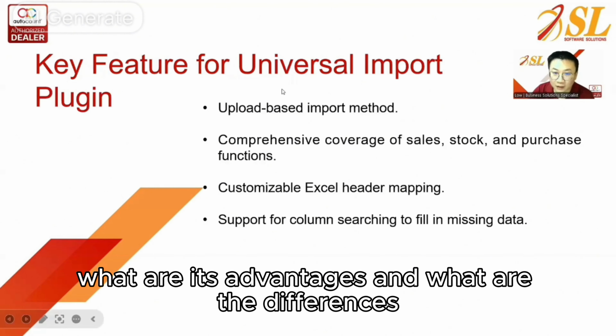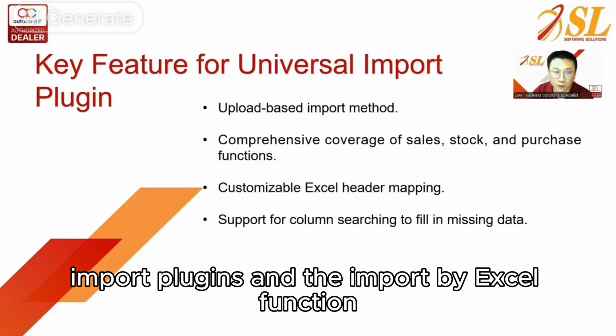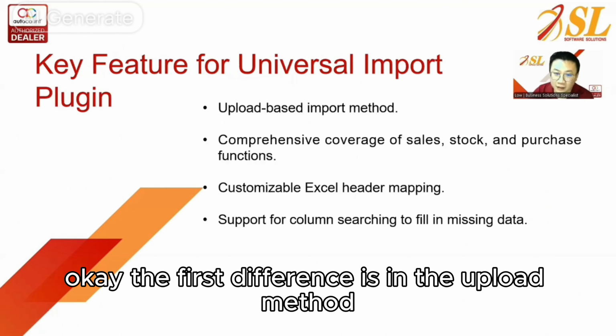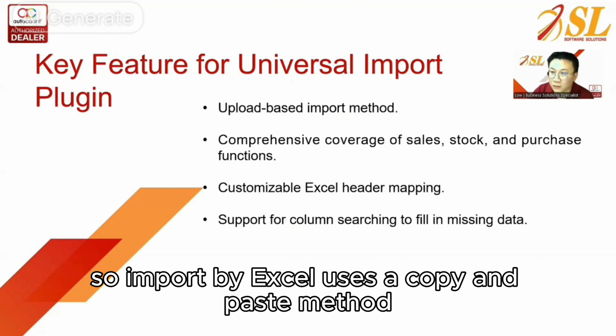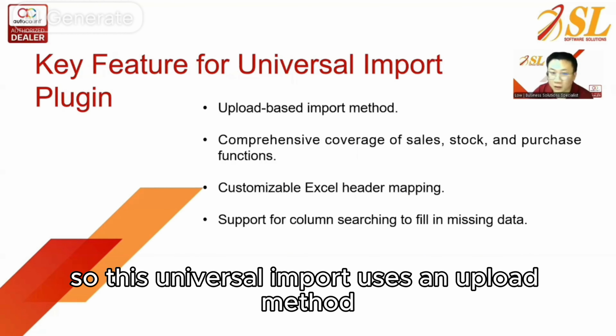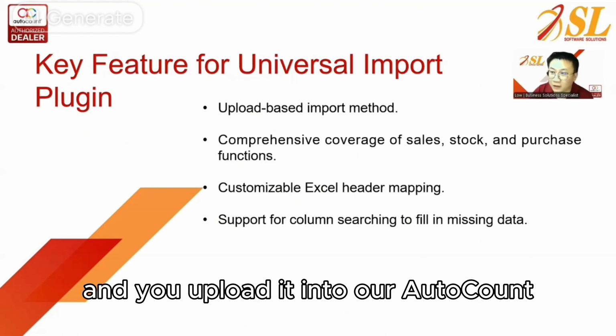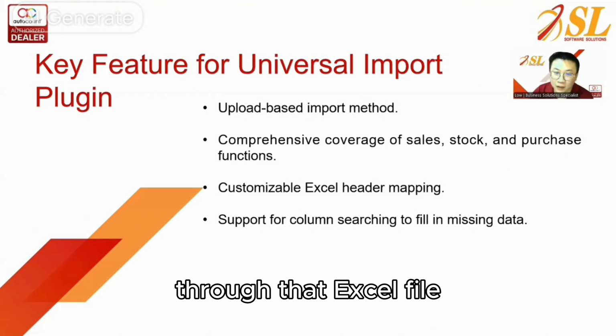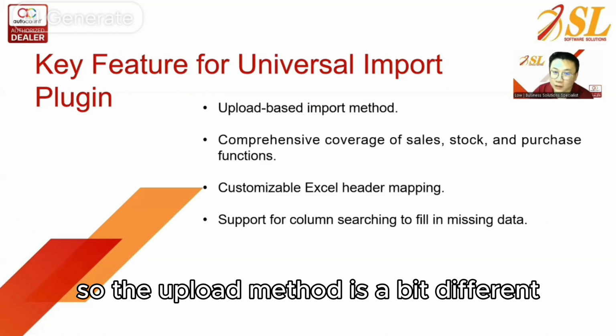What are its advantages and what are the differences between these two, the universal import plugin and the import by Excel function? Okay, the first difference is in the upload method. Import by Excel uses a copy and paste method. You copy and paste the Excel into our AutoCount. This universal import uses an upload method. You have the Excel file and you upload it into our AutoCount through that Excel file. So the upload method is a bit different.